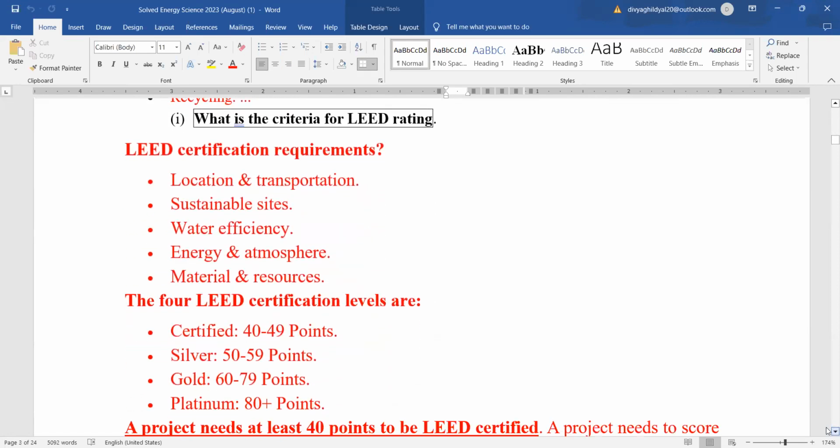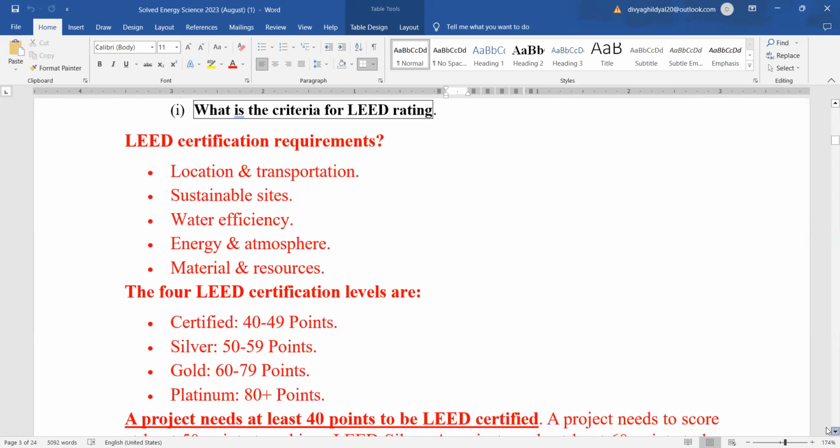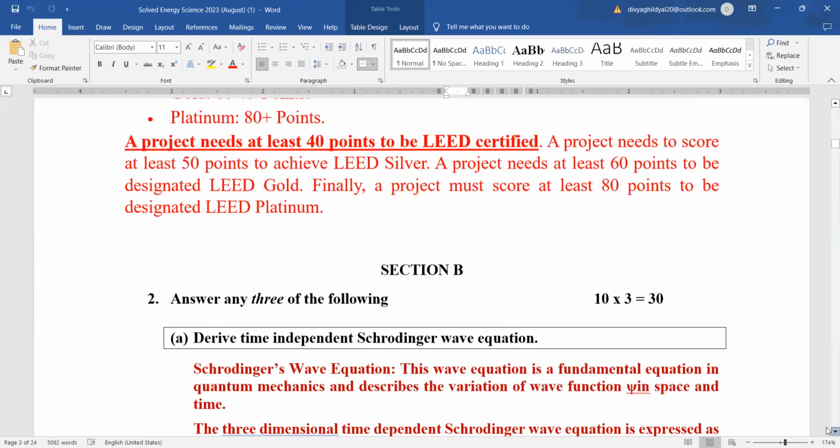The criteria for LEED ratings in India: actually LEED rating gets 4 types of certificates. Like you need 40% marks to pass. So a project which needs LEED rating should have 40 points. The certified ones will get a certificate for 40 to 49 points. Next will be silver, 50 plus, gold 60 plus, platinum 80 plus, more like your mark sheet.